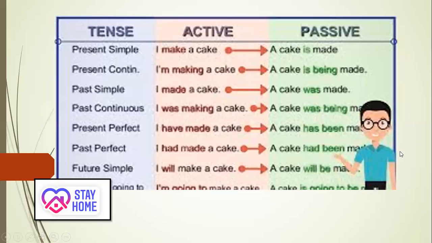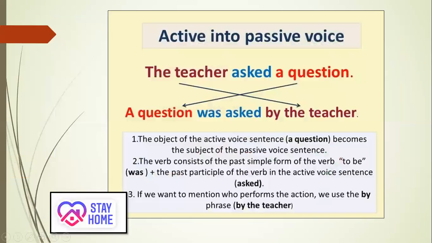But let's make some examples. We have this active into passive voice. We will change from active to passive voice. This is a specific example, and it says, the teacher asked a question. The teacher is the subject, and we have the past of the verb asked, right? The teacher asked a question.